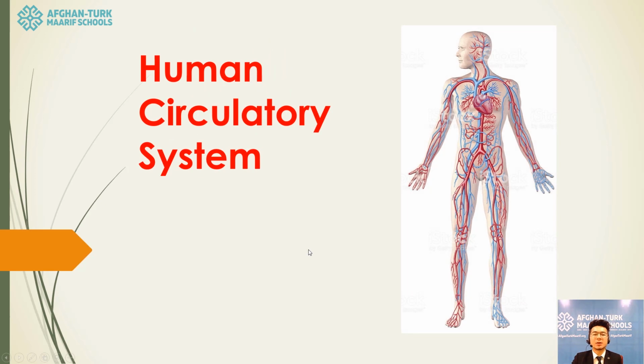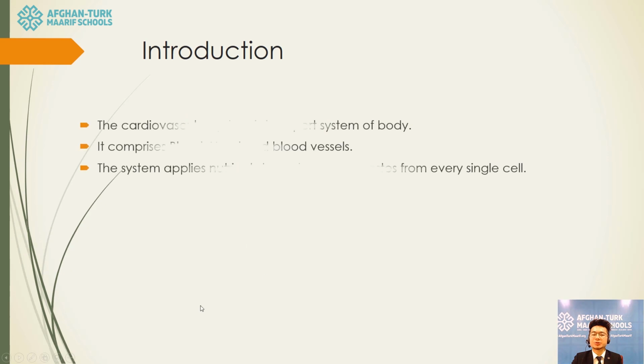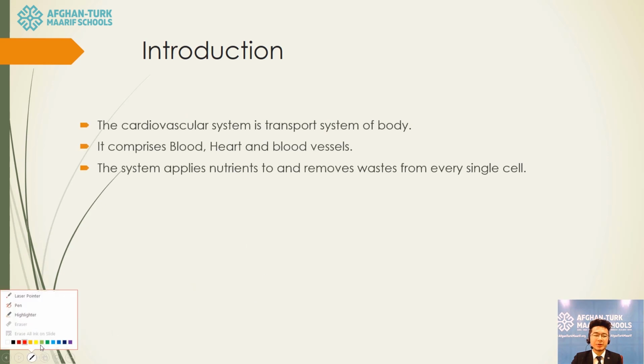Today we are going to study the human circulatory system. First of all, an introduction. The human circulatory system is known as the cardiovascular system, which is the transporting system of our body. It is made of three main parts: blood, heart, and blood vessels. This system supplies nutrients and removes waste from every single cell and every single tissue of our body.